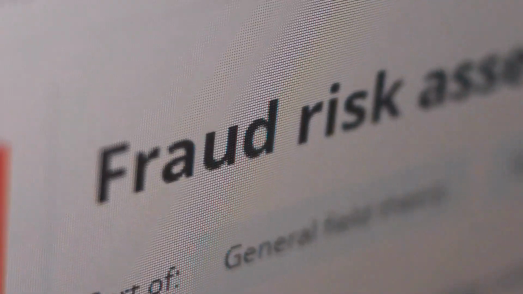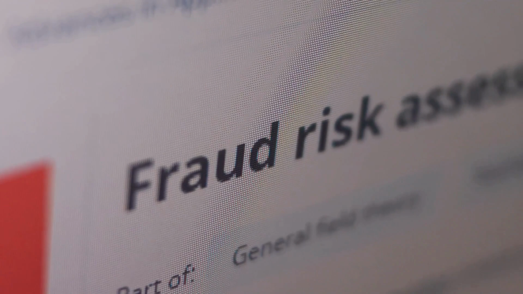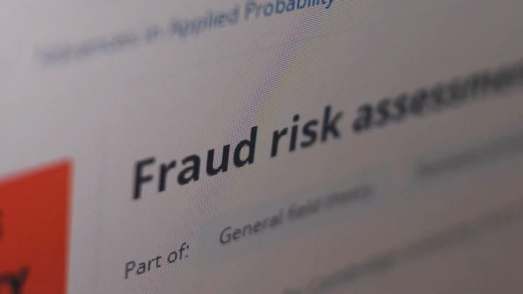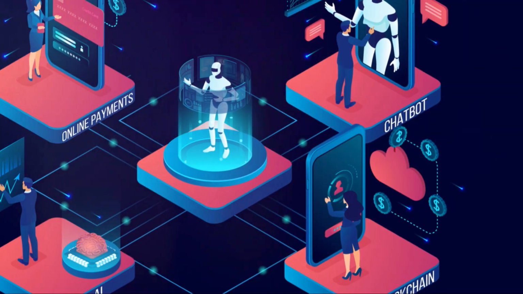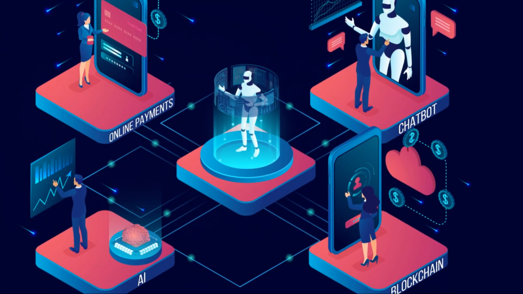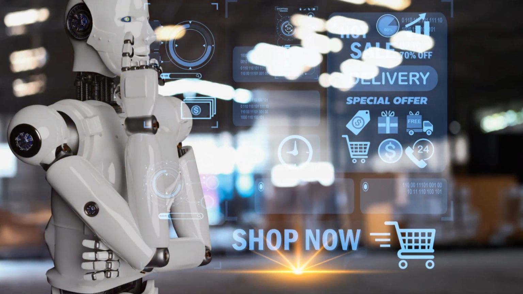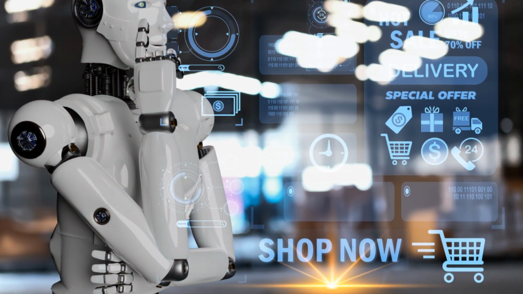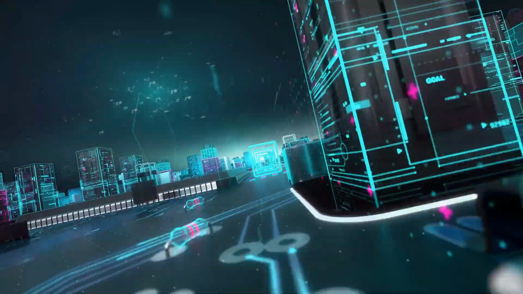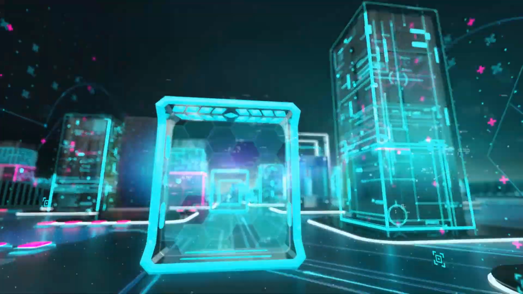3. Finance. Algorithms are used in fraud detection, risk assessment, and automated trading systems. 4. Retail. Personalized shopping experiences and inventory management are optimized using machine learning. And 5. Transportation. Routing and predictive maintenance in logistics heavily depend on machine learning tools.